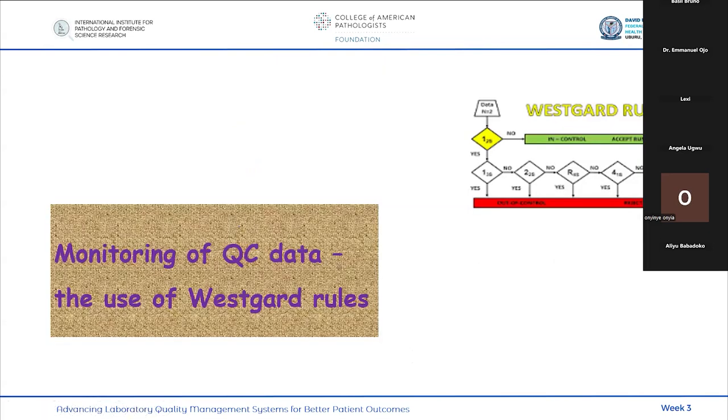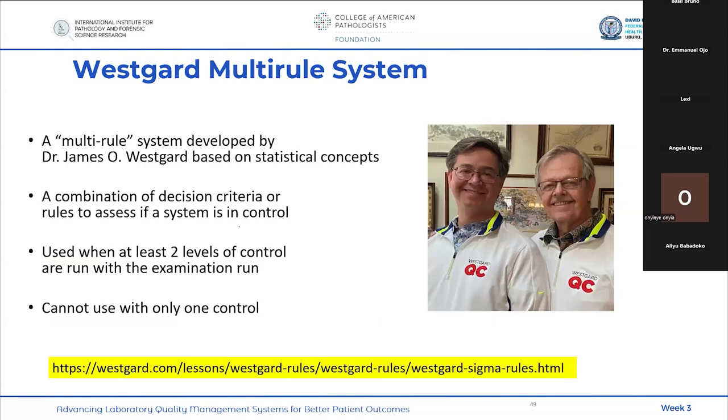So now that we've talked about how to establish QC limits and how to document on the LJ chart, let's look at what tells us that the QC performance is fine or not. We said we monitor the performance of quality control using multi-rules. And then we monitor that QC data using Westgard rules.